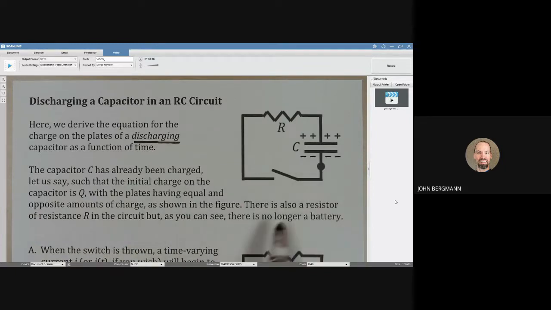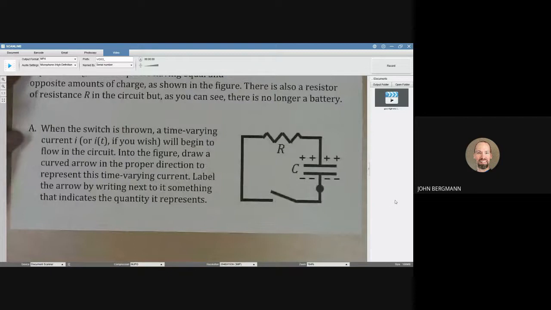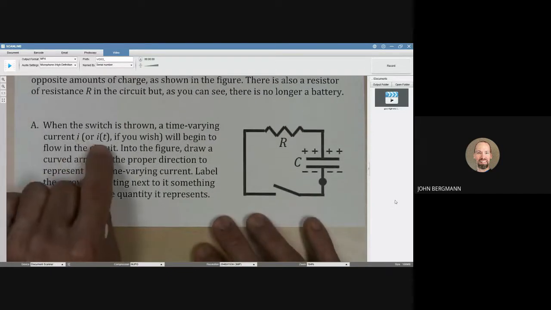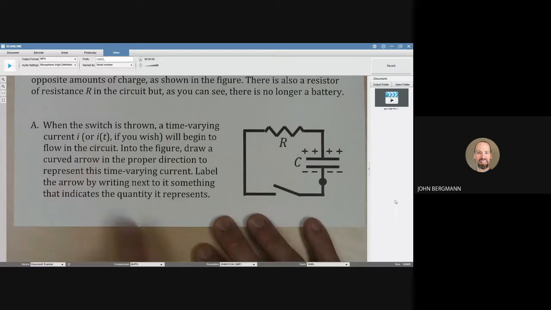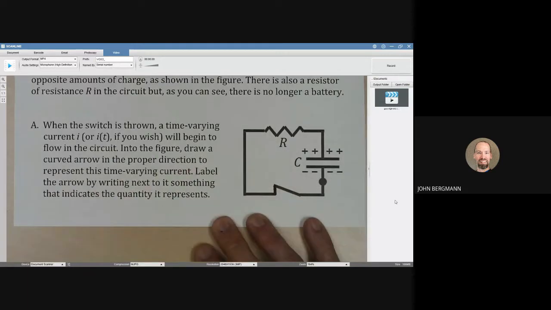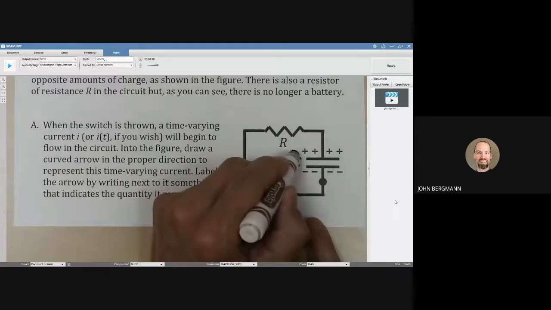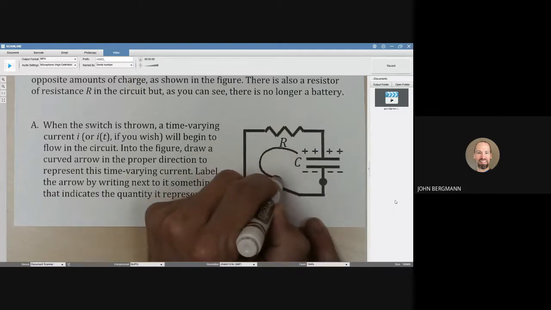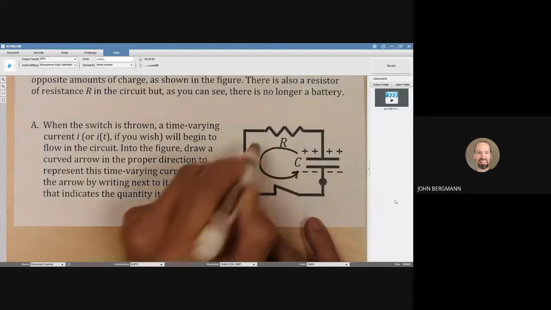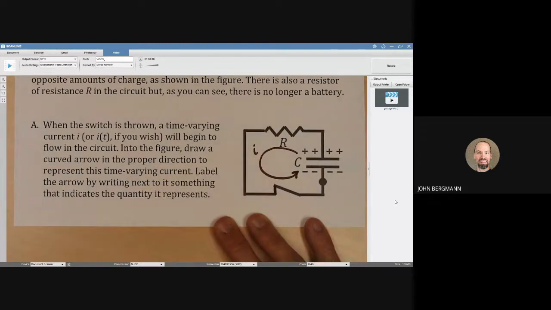There is also a resistor of resistance R in the circuit, but as you can see, there is no longer a battery. When the switch is thrown, a time-varying current, I, or I of t if you wish, will begin to flow into the circuit. We're going to close this switch here, and we're going to get a current that starts to flow, and it's going to flow away from the positive plate and toward the negative plate. We're going to call it little I, or I of t if you want.